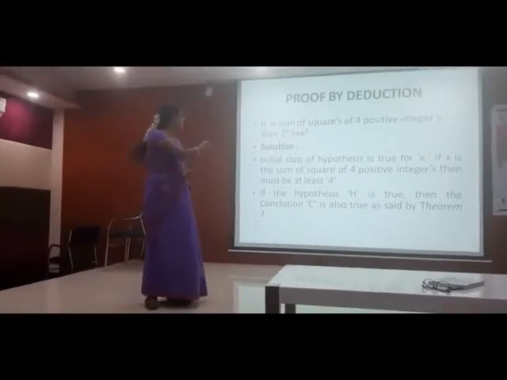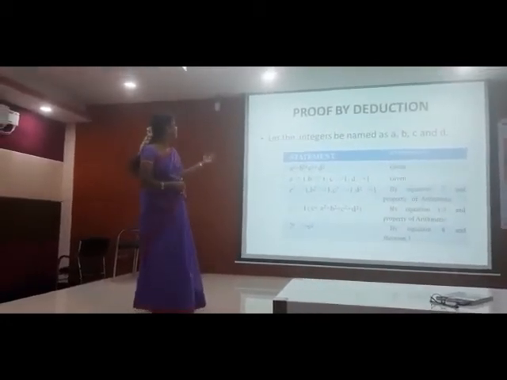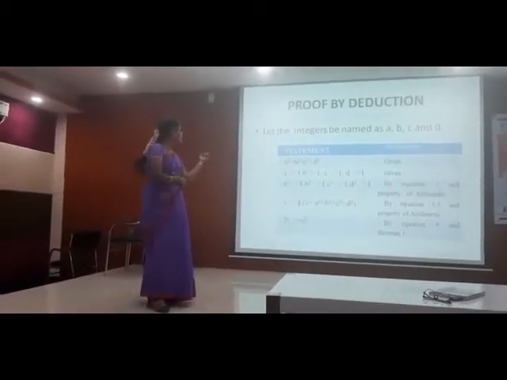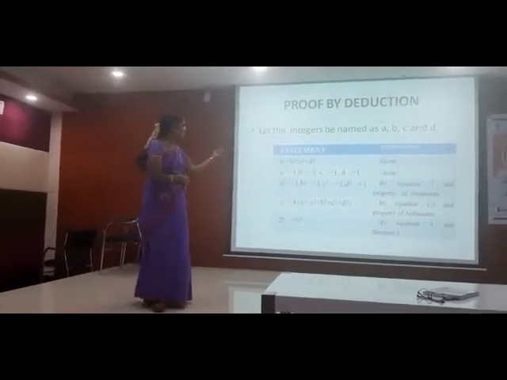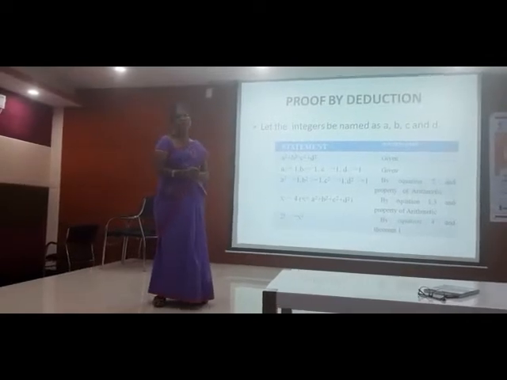Let us check. Next slide. See, this is the summarized value. A is greater than or equal to 1, B is greater than or equal to 1, C is also greater than or equal to 1, and D is also greater than or equal to 1.